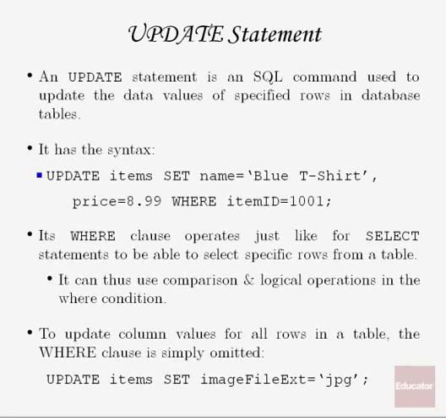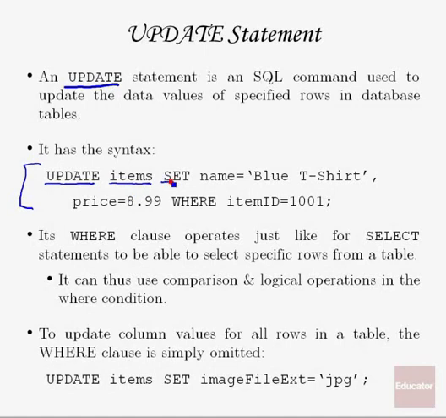So as mentioned, an update statement is basically used to update data values for specific rows in a table in the database. It has the following syntax here. It basically is the keyword UPDATE followed by the name of the table that you're trying to update rows on. So this is saying update rows in the items table.